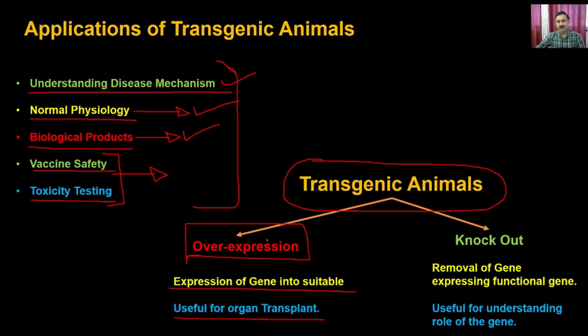Apart from this overexpression scheme, you can also have a knockout scheme where you remove a particular gene from a particular animal.